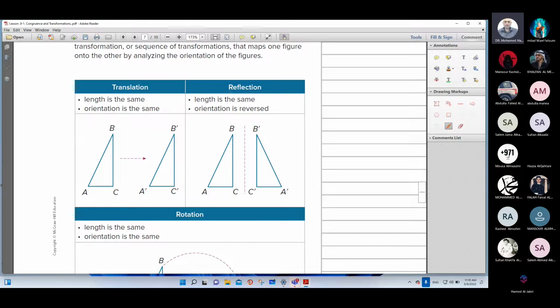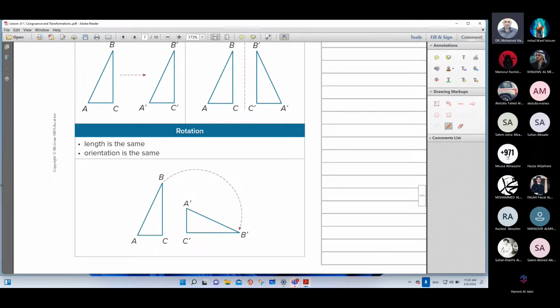And when you have reflection, the length is the same and the orientation is reversed, meaning we keep the same size. So as you see here, A, B, C, this is the pre-image, and when you do reflection, you will get C prime, B prime, A prime, the same size, congruent. And the same idea when you do rotation, you will get the same size, and the length is the same.